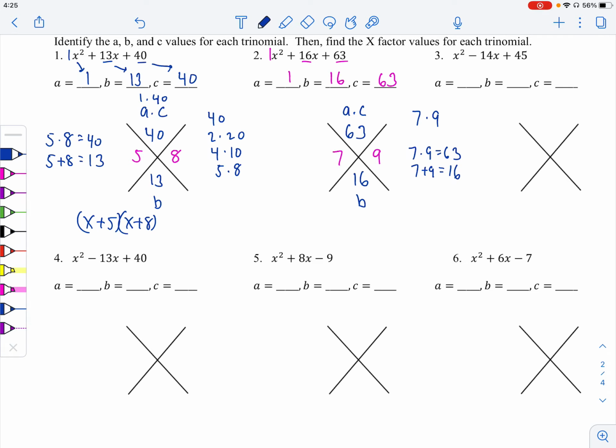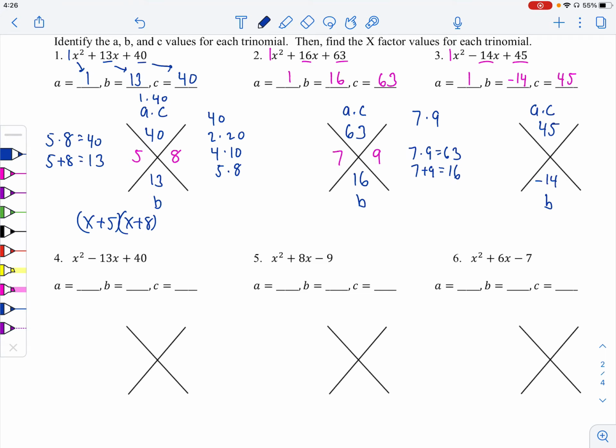Okay, next one. Again, factors. So 1, negative 14, positive 45. Remember our sign. In our X, A times C is 1 times 45, which is 45. Our B, the middle number, is negative 14.